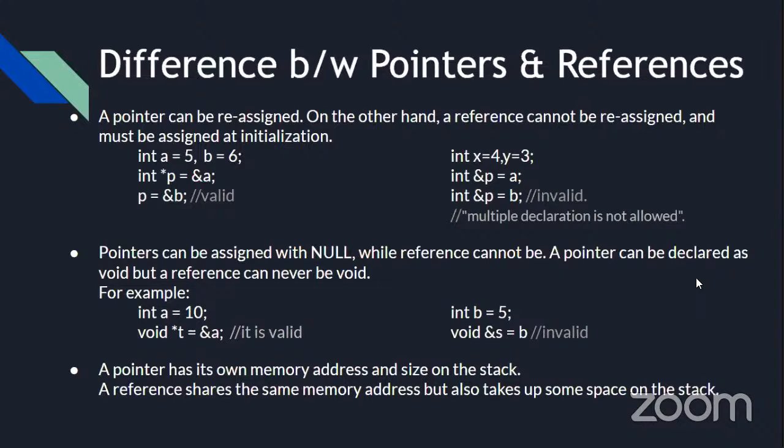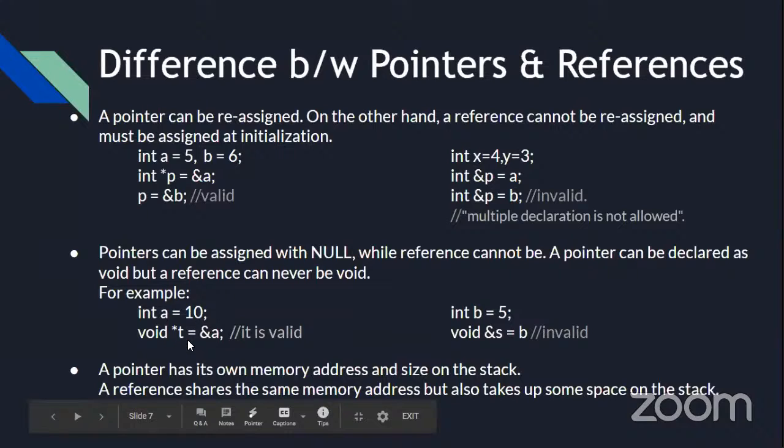So the next point is that a pointer can be assigned as null. That means a null pointer is allowed, but a null reference is not. And a pointer can also be declared as void, but a reference can never be void. So here it is shown.